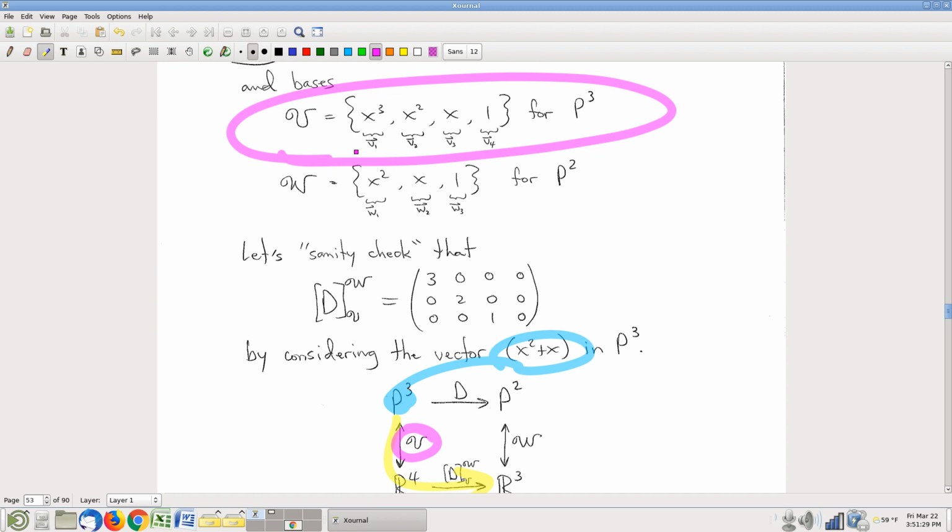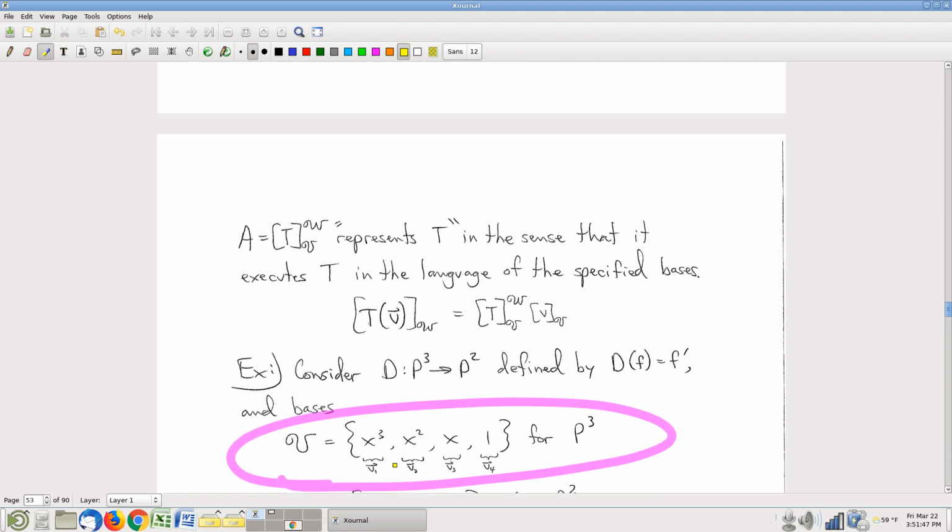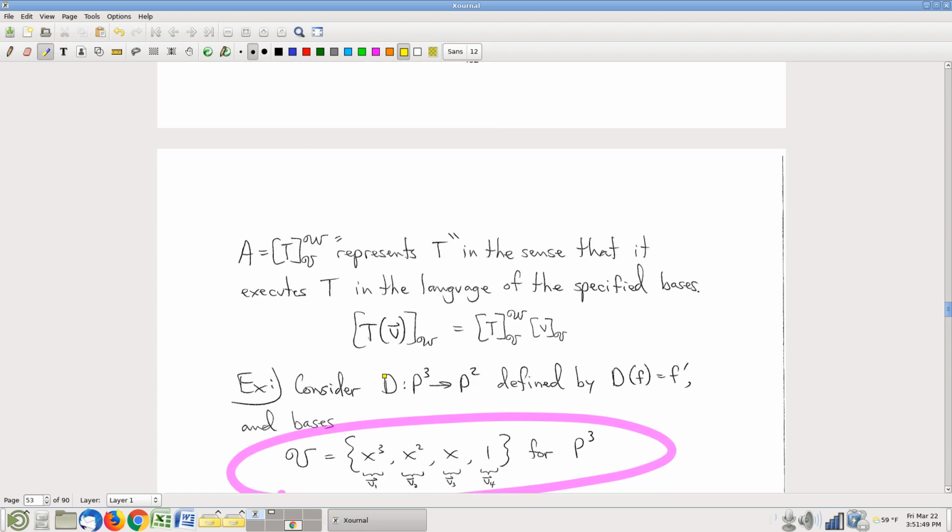Right, so for the first part of what we're doing here, the down part, I've got to figure out how to take this vector x squared plus x. How do I write x squared plus x as a linear combination of our script V vectors? Well, in general, you might have to write it out and equate coefficients or something.